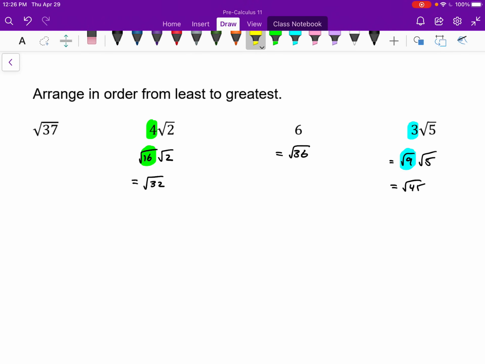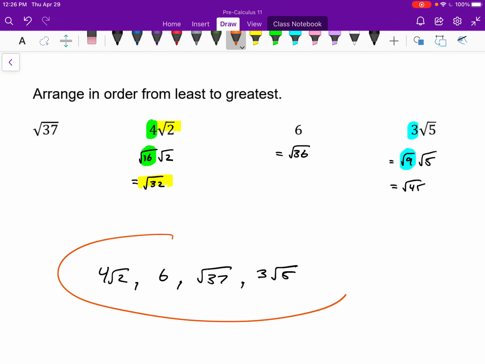The least is root 32, or actually 4 root 2. So 4 root 2 is my smallest. Next is the square root of 36, or 6. Next is the square root of 37, which is how it was given. And the largest value here was the square root of 45, or 3 root 5. There's them from least to greatest.